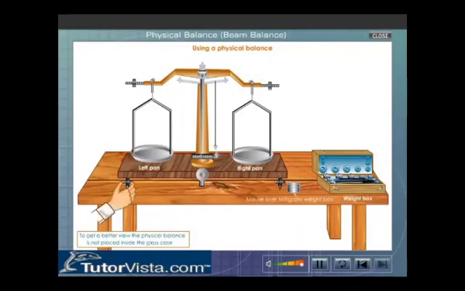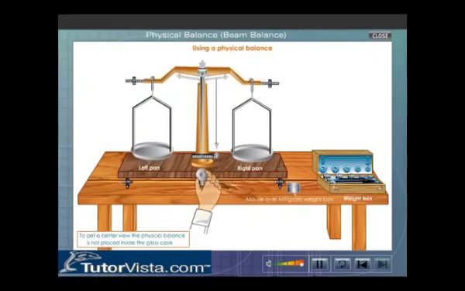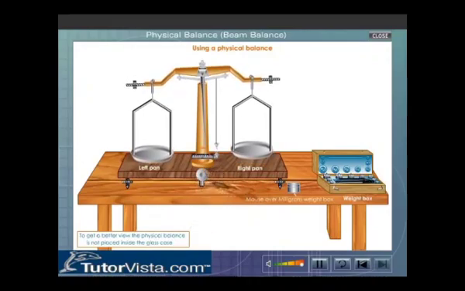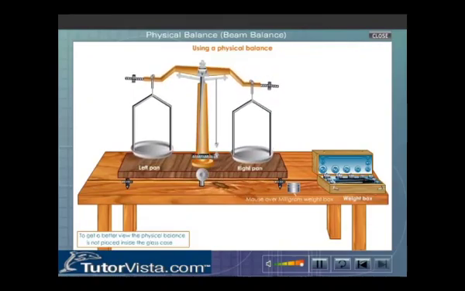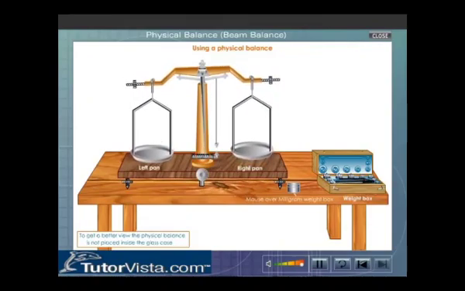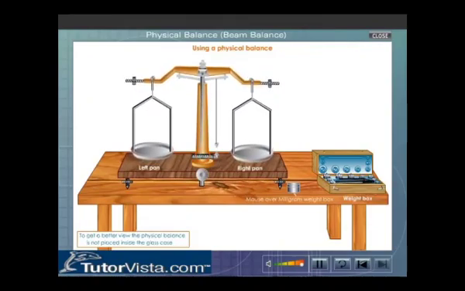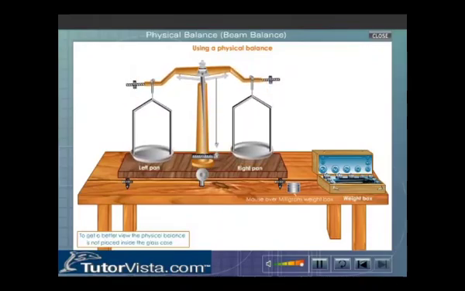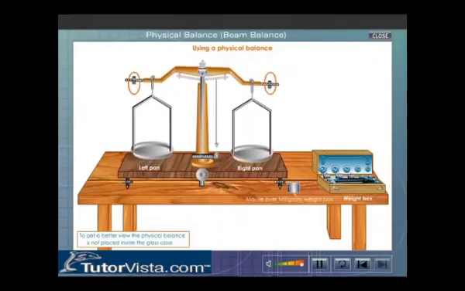Using a physical balance. Adjust the leveling screws such that the plumb line points vertically downward. Gently raise the central rod by turning the lever. If the pointer remains at zero mark or oscillates equally on either side of the zero mark, then the balance is fully adjusted. However, if the pointer swings more in one direction, then adjust the balancing screws such that it swings equally on either side of the zero mark.